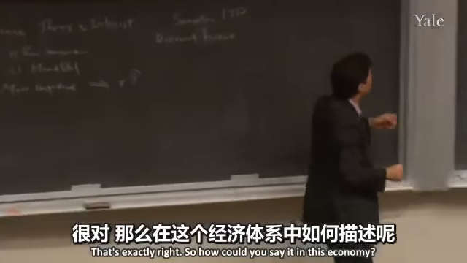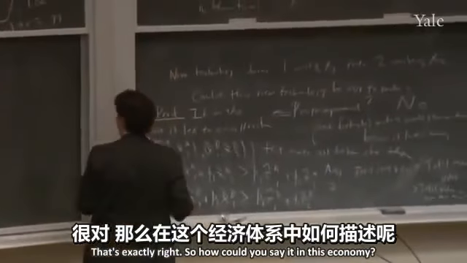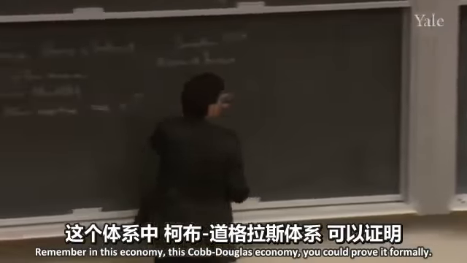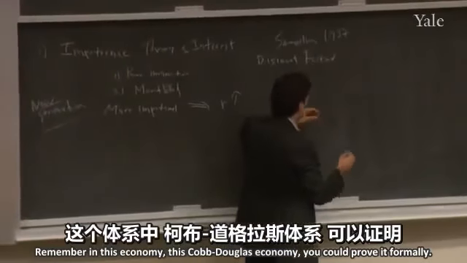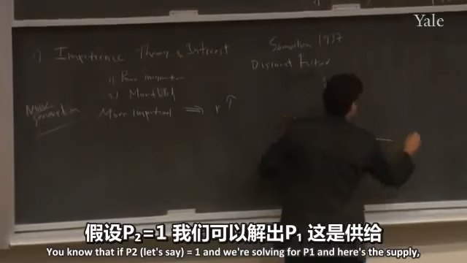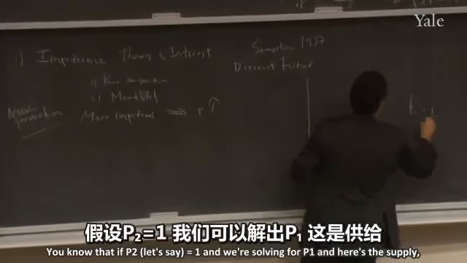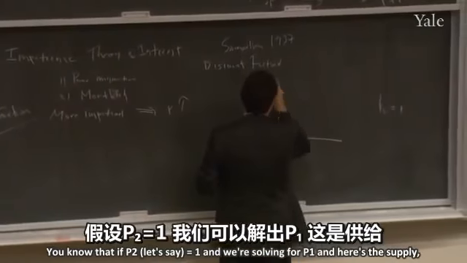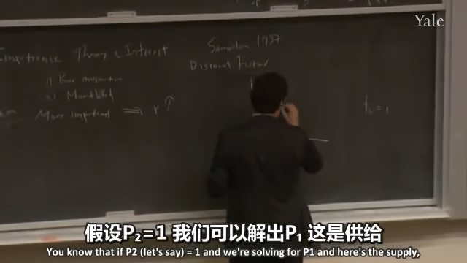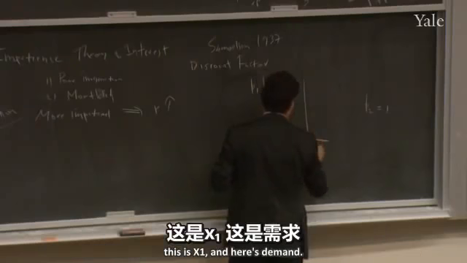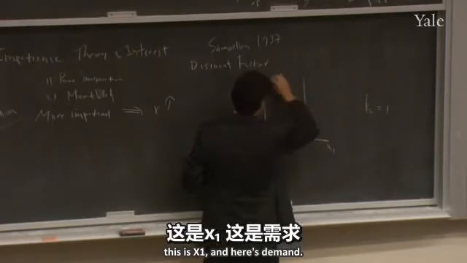That's exactly right. So how could you say it in this economy? Remember, in this Cobb-Douglas economy, you could prove it formally. You know that if P2, let's say, equals 1, and we're solving for P1, here's the supply, this is X1, and here's demand.